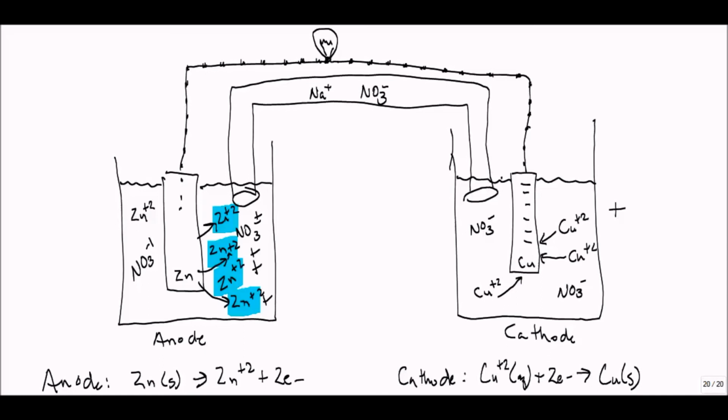There is a way to keep the battery going, and that's through your salt bridge. If this side is becoming too positive, which one of these 2 ions should flow over in order to neutralize it? The negative nitrate flows over and neutralizes the positivity here by adding more NO3 minus.